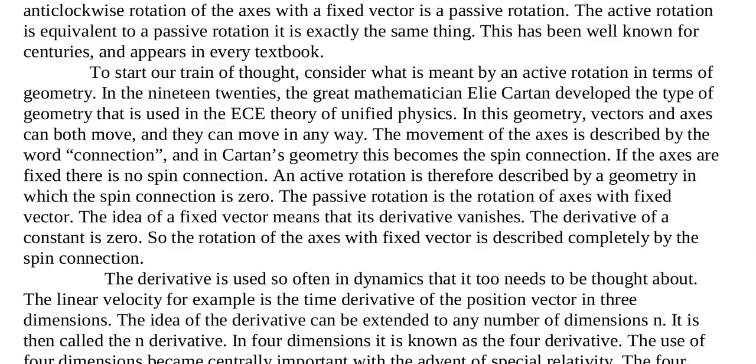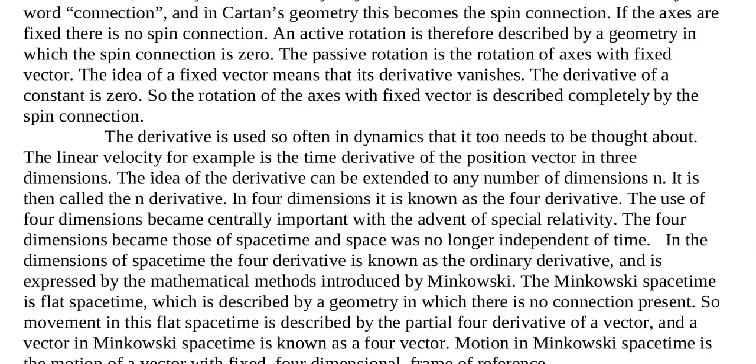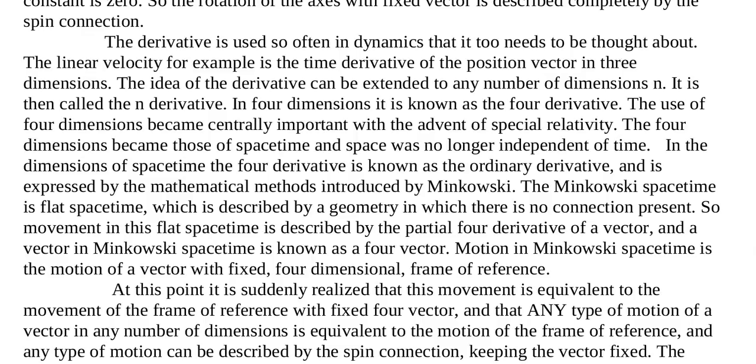The passive rotation is the rotation of axes with fixed vector. The idea of a fixed vector means that its derivative vanishes. The derivative of a constant is zero. So the rotation of the axes with fixed vector is described completely by the spin connection. The derivative is used so often in dynamics that it too needs to be thought about. The linear velocity, for example, is the time derivative of the position vector in 3 dimensions.